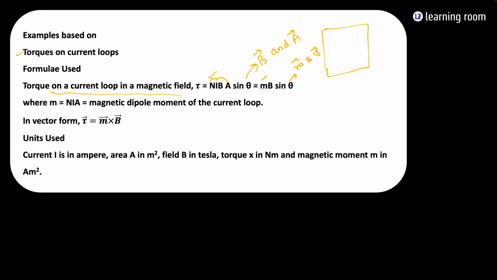Here it is mentioned, M is equal to N into I into A. So this is a scalar representation of writing it. Then what is the vector notation? Torque vector, in the vector form, is going to be M vector cross B vector. Just make a quick note of it.